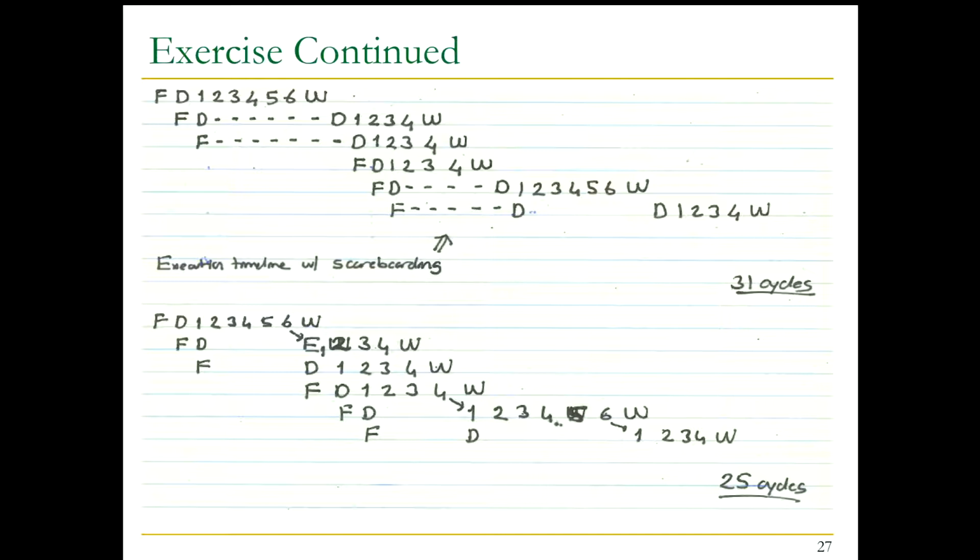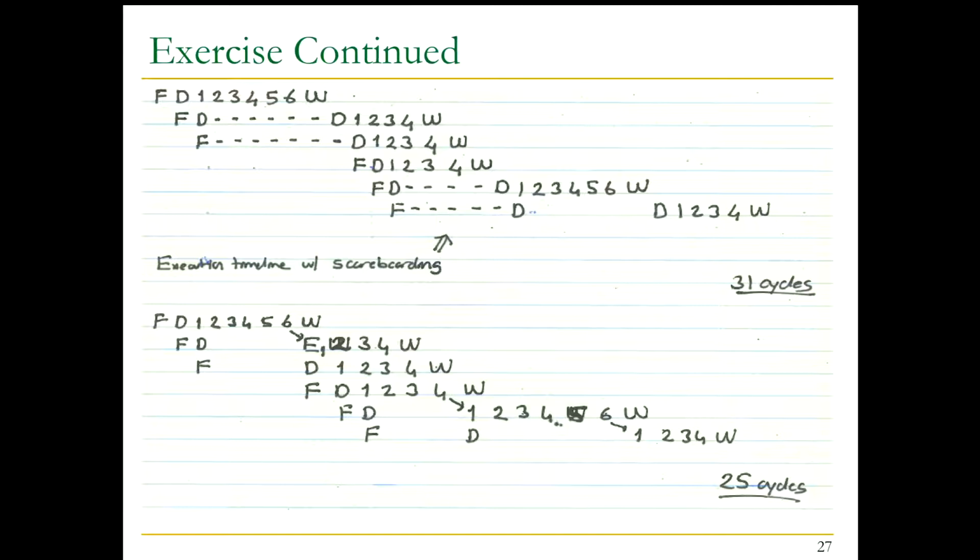Now, that dependent instruction takes four cycles. And basically, at the last stage, when you produce the results, you can forward it. And by just forwarding, you can reduce this to 25 cycles, as you can see. So we're going to assume this forwarding in out-of-order execution also.